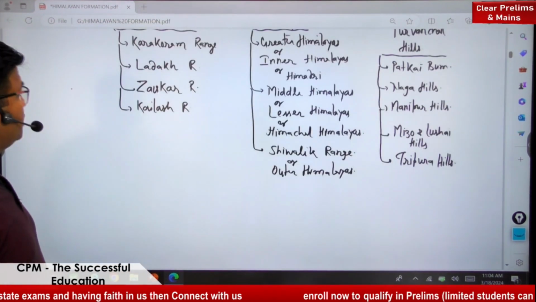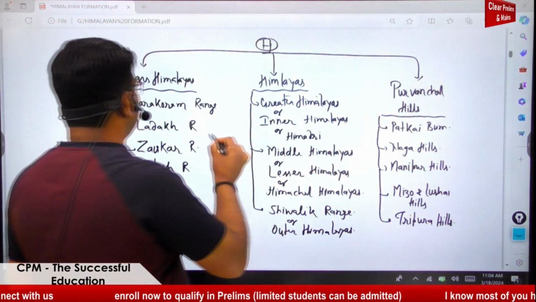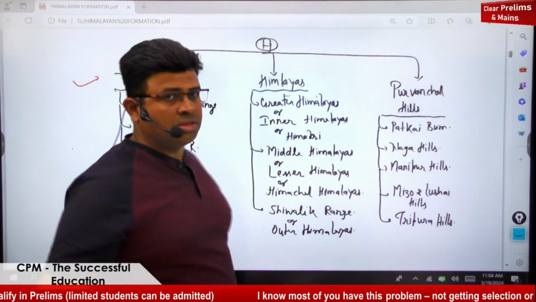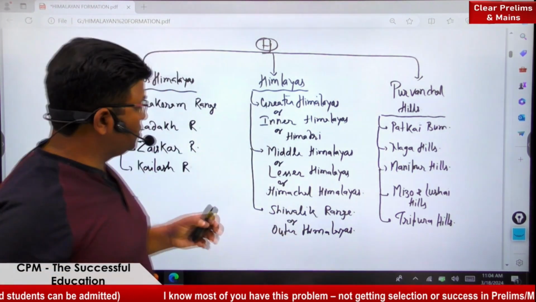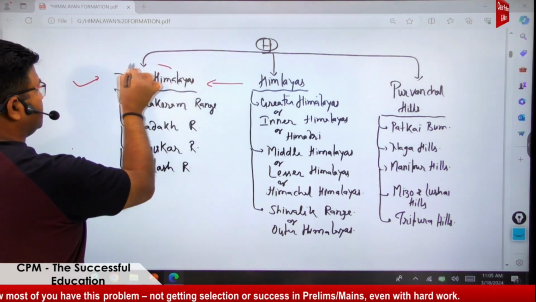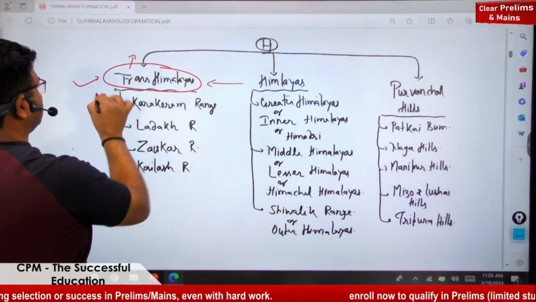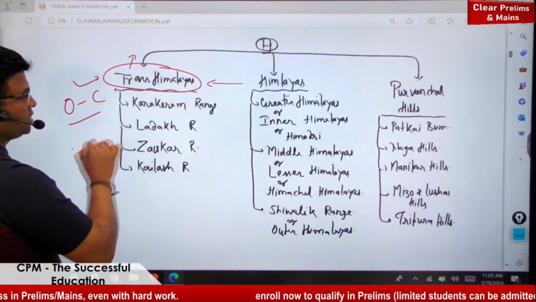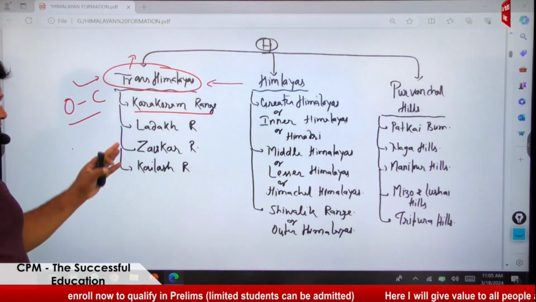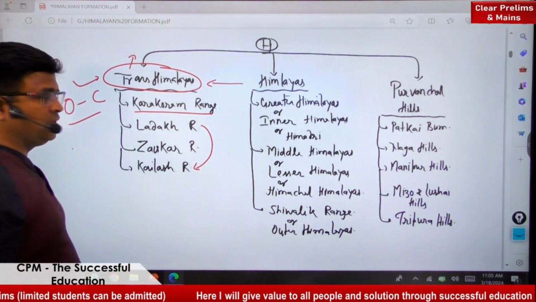Some basic things for the formation of the Himalayas. What are the things that we'll cover here? The Himalayas consist of the Trans Himalayas, the Himalayas, and the Purvanchal Hills. The Trans Himalayas were formed before the Himalayas, by ocean-continental convergence. Under the Trans Himalaya there is the Karakoram range, the Ladakh range, the Zaskar range, and the Kailas range. The Kailas range is a continuation of the Ladakh range in Tibet.